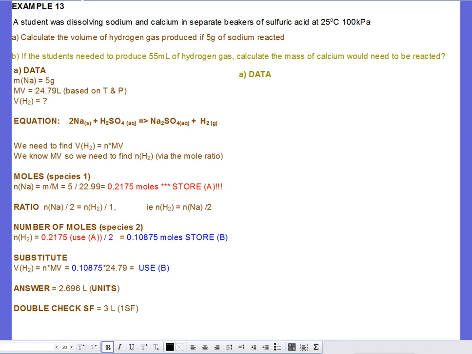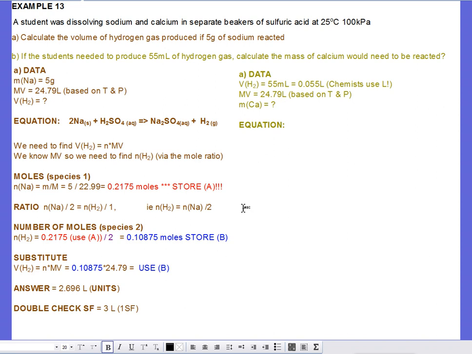For part B, I should say, not part A, for part B, the data we've been given is information about the volume, molar volume, and mass. We know we've got 55 mils of hydrogen gas needing to be produced. We can't use mils in our calculations. We need to replace that little milli with its numerical component. Milli stands for 10 to the minus 3, so that's really 55 by 10 to the minus 3, which is 0.055 litres. The molar volume again is 24.79 litres based on the temperature and pressure, and we're trying to find the mass of calcium.